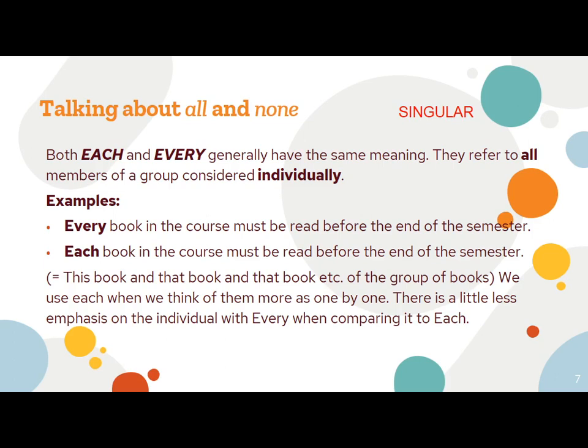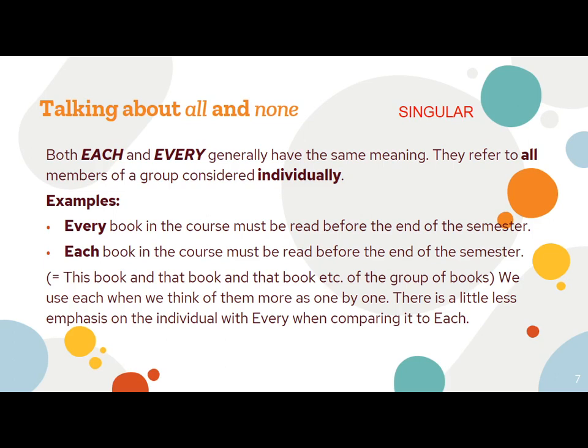Each book in the course must be read before the end of the semester. This is equal to this book and that book and that book, and these books that I'm talking about are formed by the whole group of books. So let's suppose that I tell you, okay guys, we're going to have 5 books in this semester. So I want you to read each book on time.